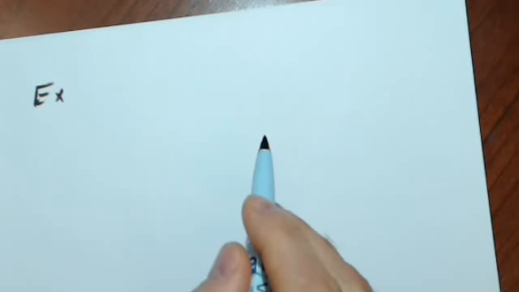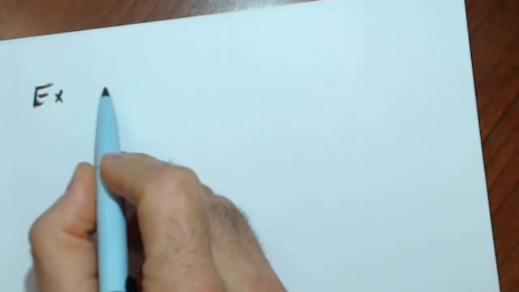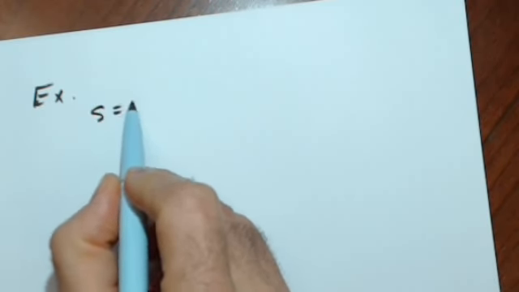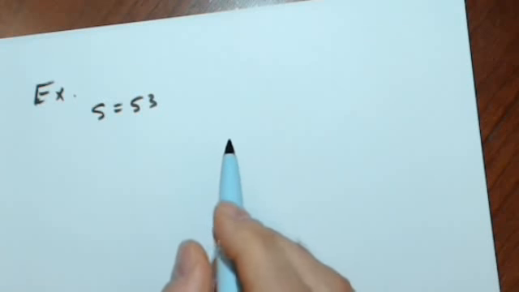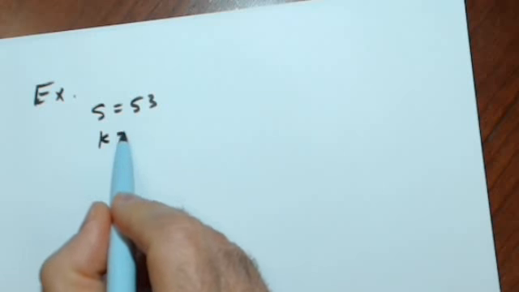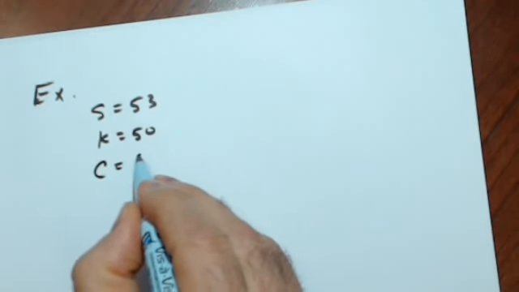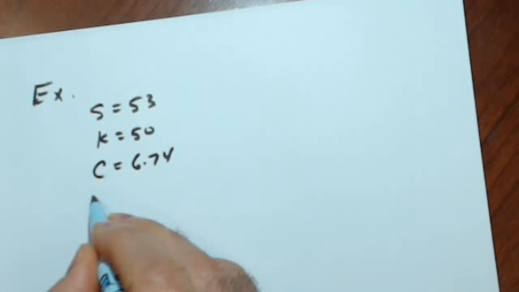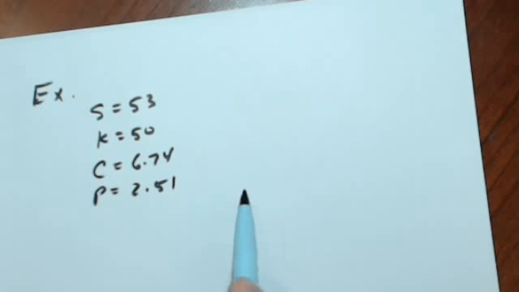The example is the Tasty Cake Baking Company. It's in Philadelphia, I believe. Stock trades for $53. European call and European puts with a strike of 50 are valued at $6.74 and $2.51 respectively. And these are European options. The expiration is 6 months from now.